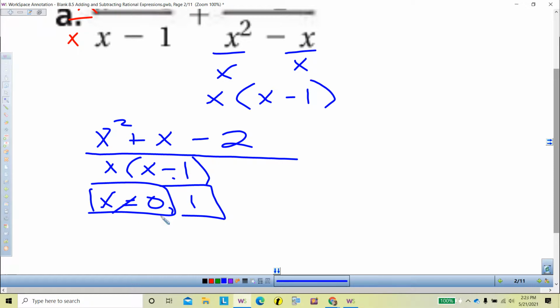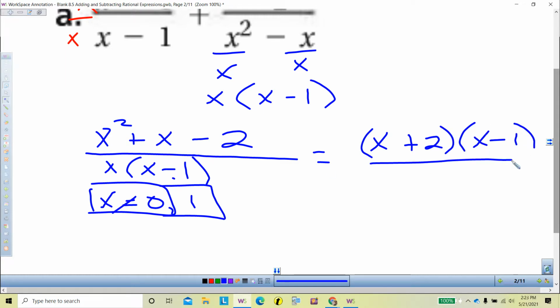Okay, so what does this numerator factor to? Negative 2 plus 1. No, other way around, right? Plus 2 minus 1. Good. x plus 2, x minus 1 over x minus 1.